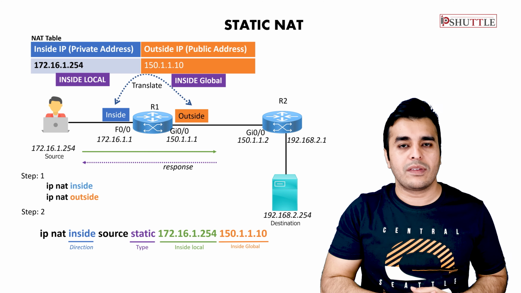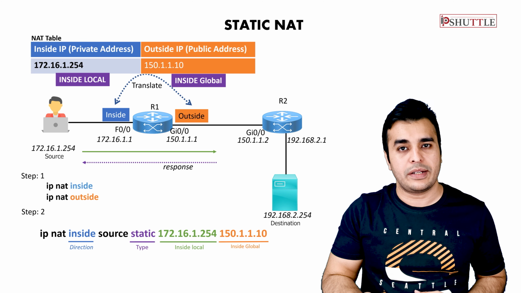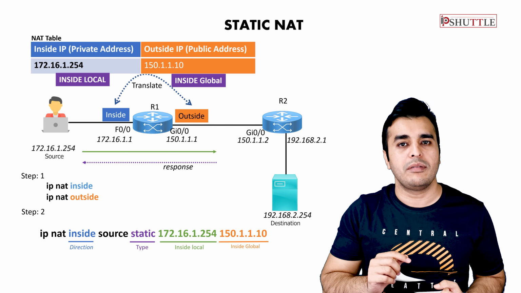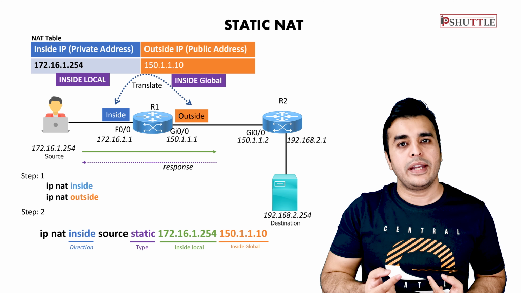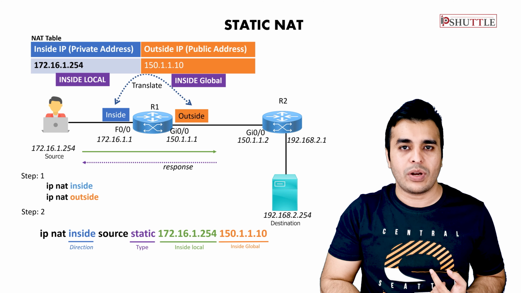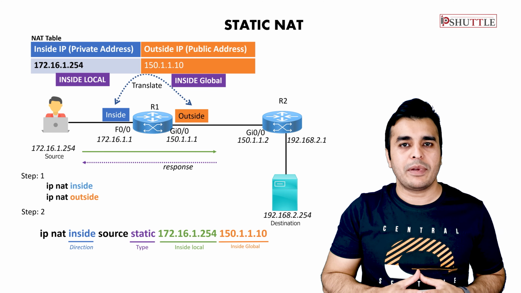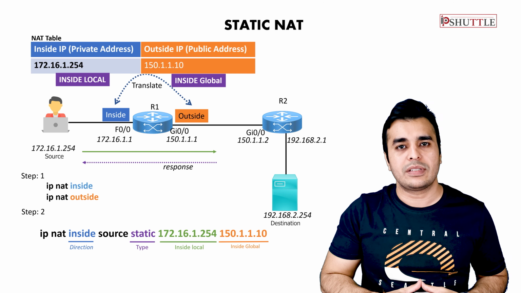Inside global means the IP address which will be translated. It could be a pool of IP addresses, it could be a single IP address, it could even be a PAT scenario as well. So any of the scenarios can be there. In our example, we have a single web server communication.